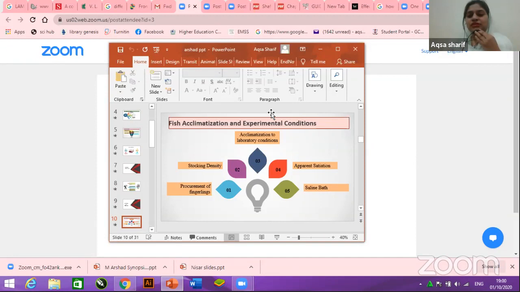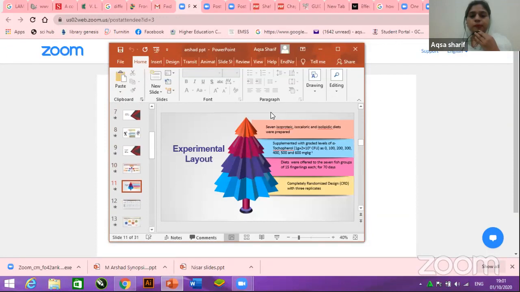Because the fish from the hatcheries may contain some fungal parasites, that's why I gave them a saline bath of 5 gram sodium chloride per 5 liter solution.